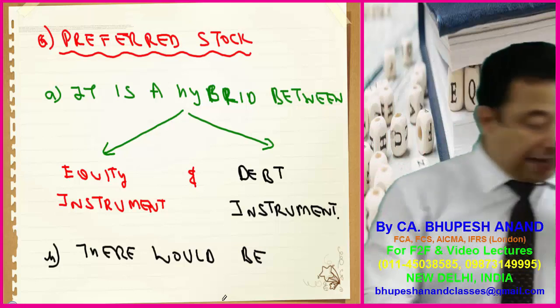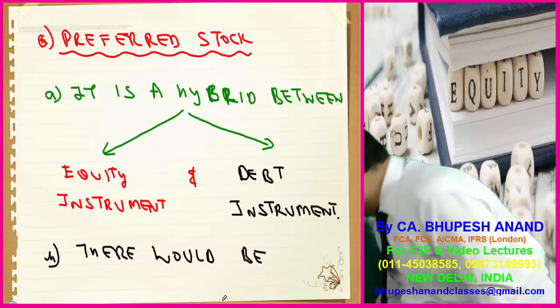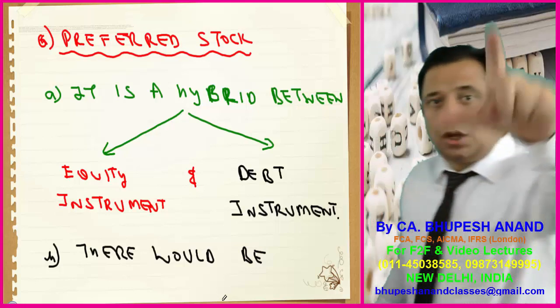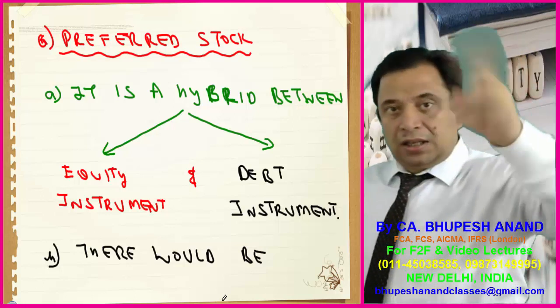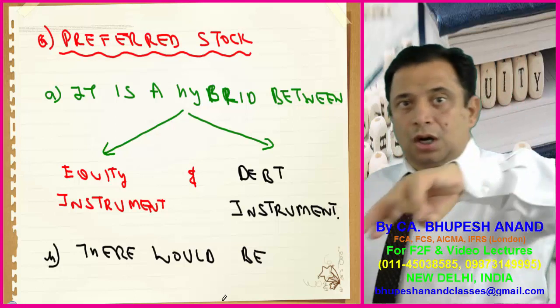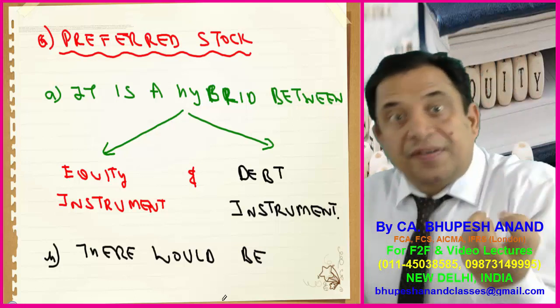And now I am moving to the next category. I have already discussed 3 points. Common stock, second is callable common stock, third is putable common stock. Now I am moving to preferred stock.